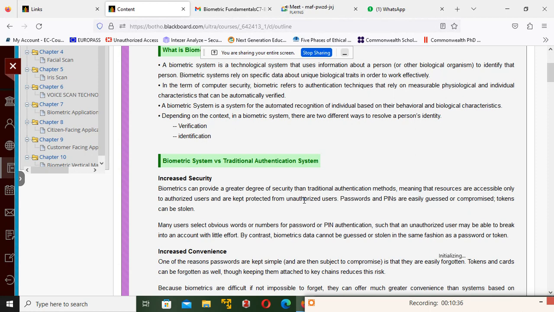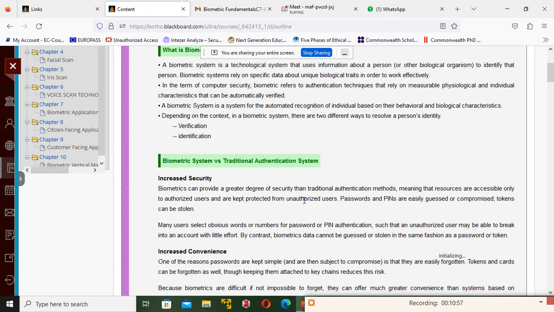Authentication simply means we want to know whether the person who is accessing the service is indeed a genuine user. Yes, that computer is for you, that email is for you, but are you the genuine user? That is why we are using biometric systems.